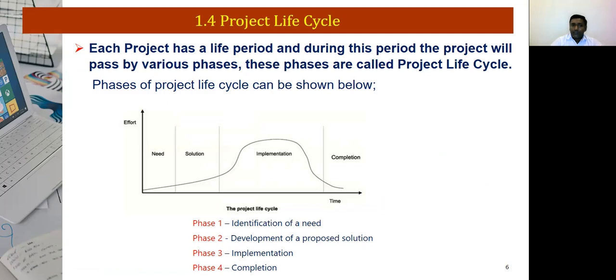You can see it in the image where you have need, solution, implementation and completion, where you have the effort on your left hand side and the project life cycle down the time. It is at the stage of need where we will be discussing whether we require to undertake a project or not. While that discussion is on, we will also have something called a feasibility study.